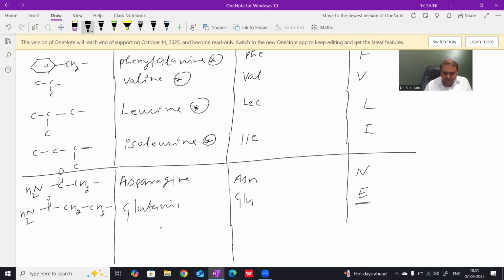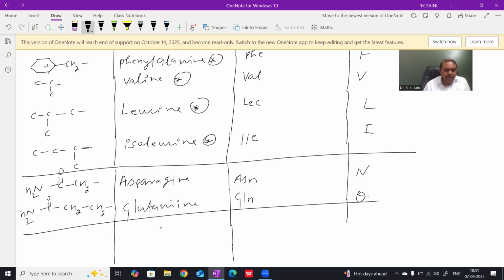Glutamine. The three letter code is GLN and the single letter code is Q. So four amino acids are complete.